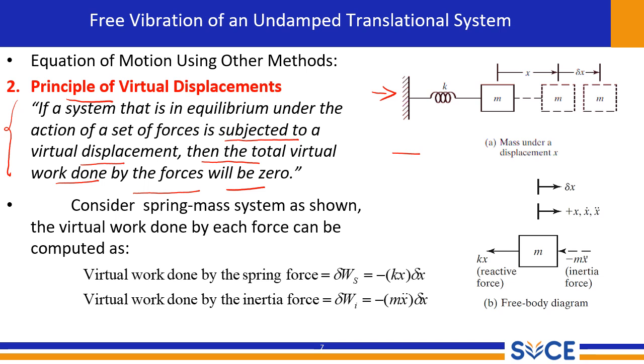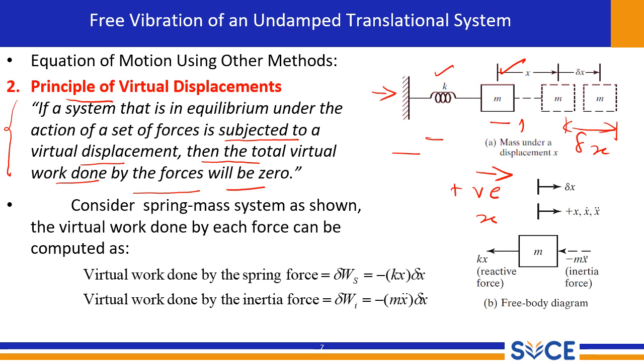Consider our familiar spring mass system. Imagine the mass is displaced by a tiny amount, del x, from its equilibrium position. We have two forces acting on the mass, the spring force and the inertia force. Note that the inertia force appears as an external force in this context, thanks to D'Alembert's principle. It's crucial to understand that the direction of virtual displacement is considered positive in the same direction as the positive x-axis.